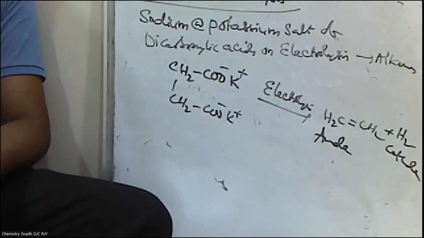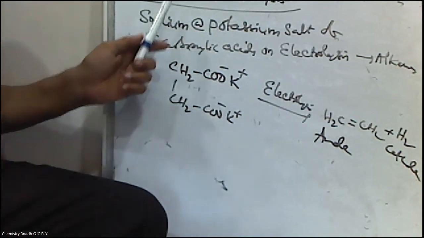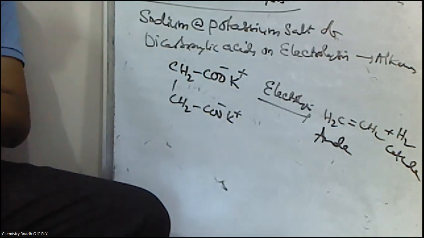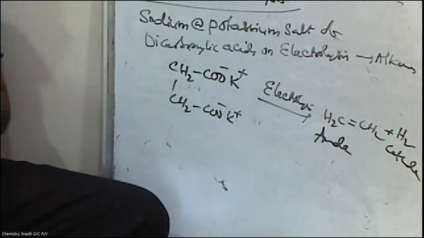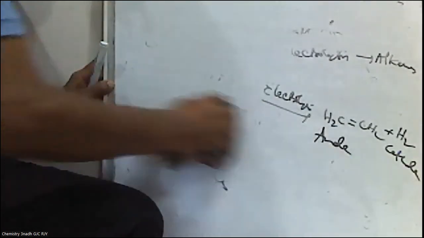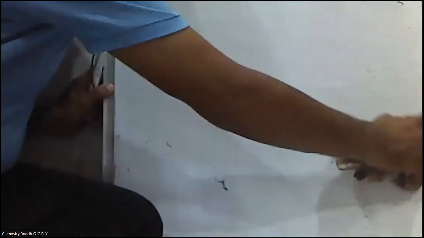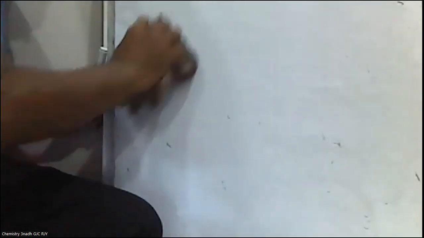The first one we have seen is from alkyl halides. The second is from alcohols. The third is from vicinal dihalides. The fourth is from alkynes. And the fifth is Kolbe's electrolysis. So these are the methods for the preparation of alkenes.